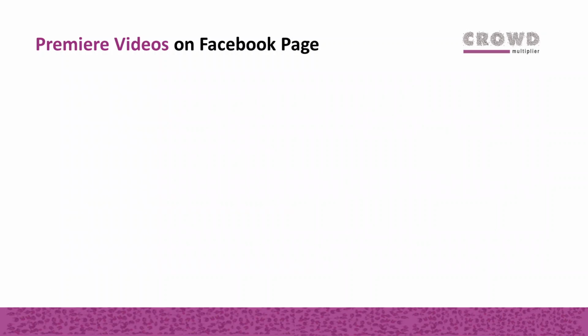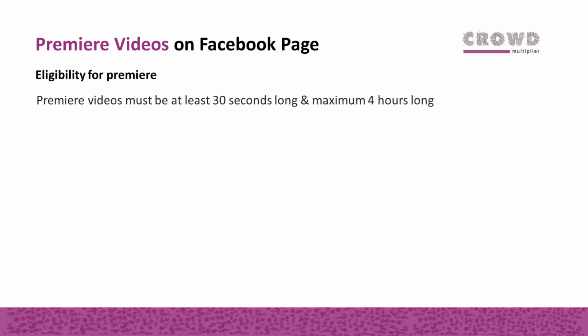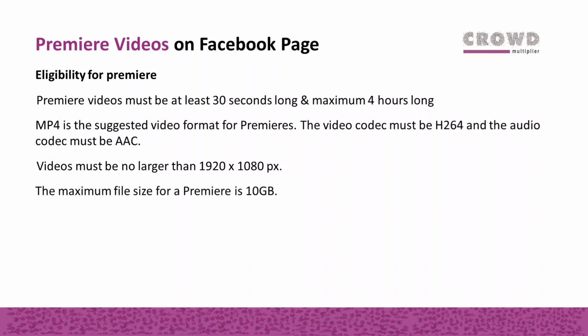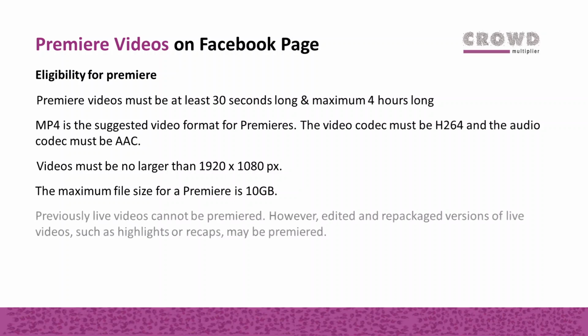Now let's see what are the eligibility criteria for Premiere. Premiere videos must be at least 30 seconds long and maximum 4 hours long. MP4 is suggested video format for Premieres. The video codec must be H.264 and audio codec must be AAC. If you use any other video codec or audio codec, then that will not get premiered. Video must be no longer than 1920 by 1080 pixel. The maximum file size for a premiere is 10 GB.